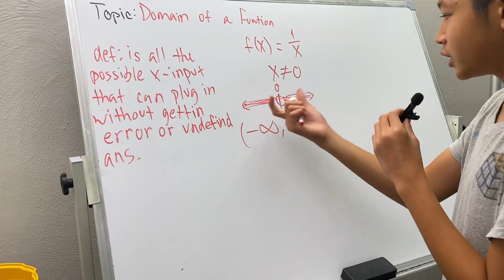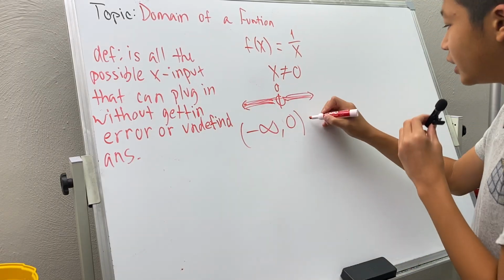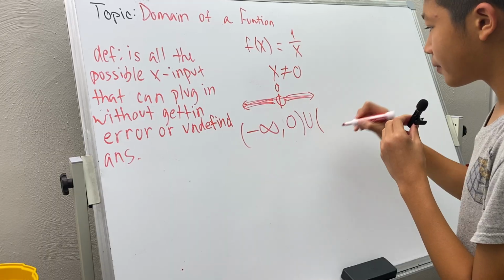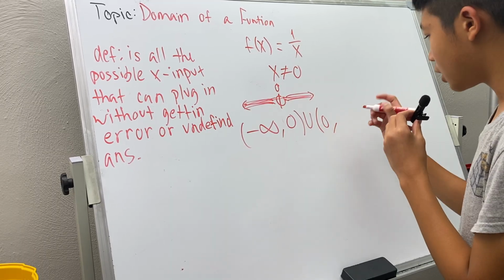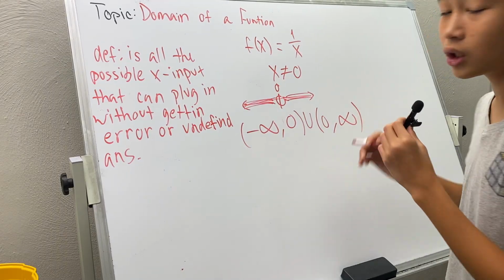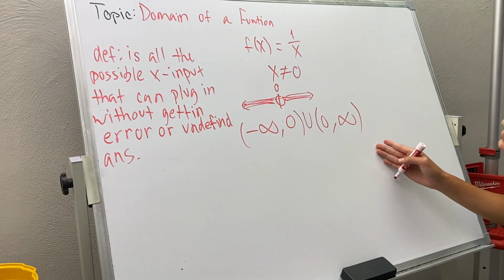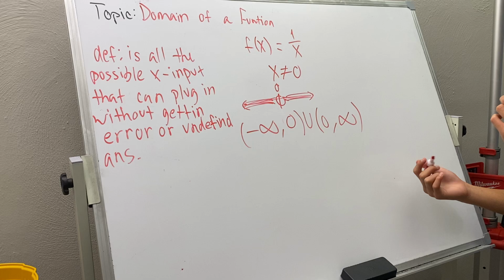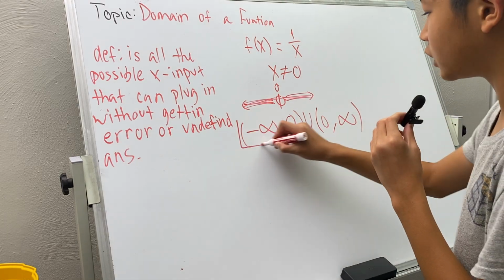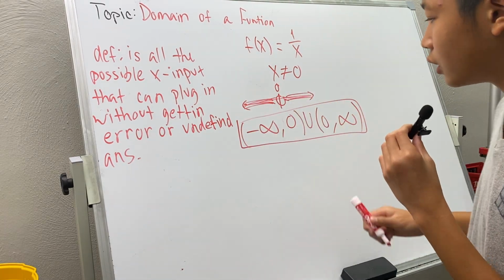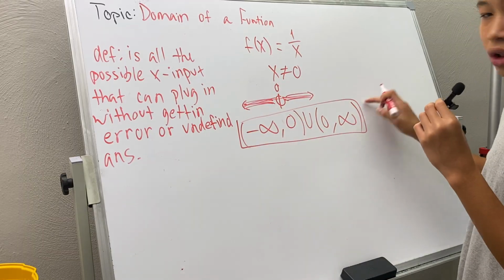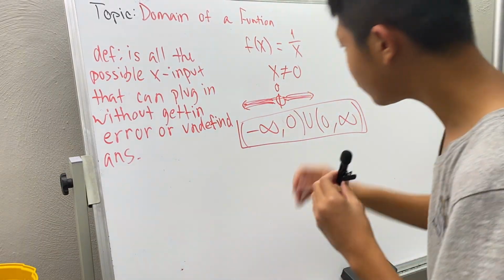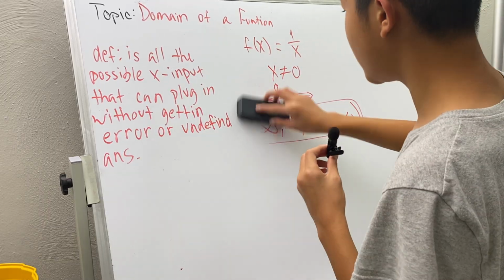But it's two parts. So this part and this part. So we need to say union 0, not including 0, comma, positive infinity. And we're not including infinity, so we're using the parentheses. So here's your answer right here. You can write a D and a 2 dot dot. Okay, next question.